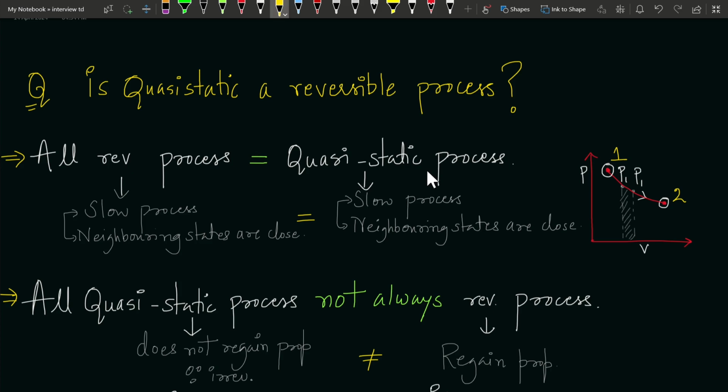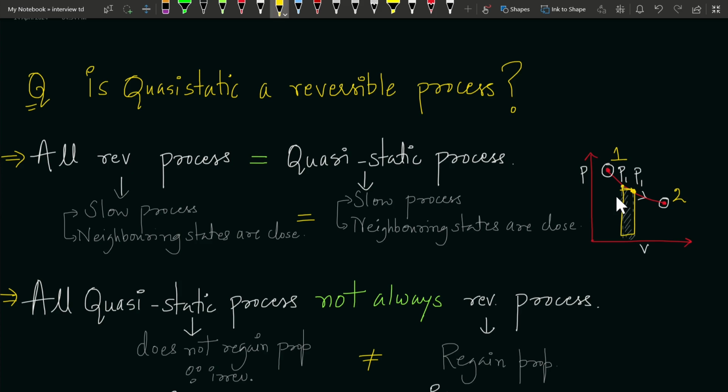How is it so? If you see any reversible process, you can see that two neighboring states, like this one and this one, have the same property. It almost makes a rectangle. This almost makes a rectangle. Why? Because the pressure is the same between two neighboring states. Why? Because they are in equilibrium with each other. So that is how we can say that any reversible process has to be slow, right? If there is any reversible process, it will be very slow.